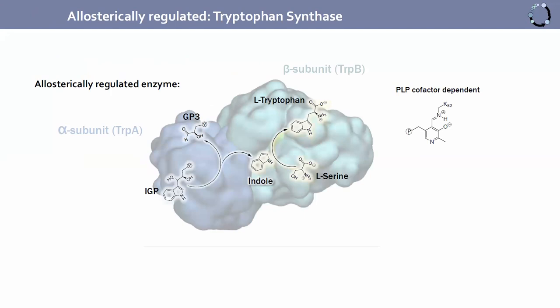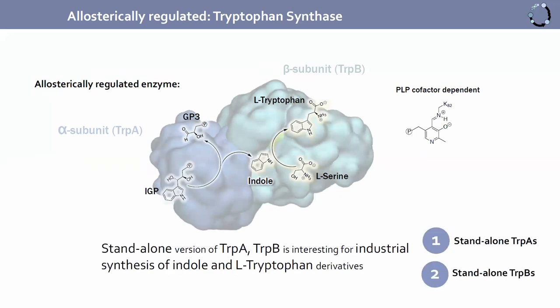Okay, so tryptophan synthase, I already introduced you to this enzyme in the introduction. This is an enzyme that is composed of two subunits, the alpha and the beta. Here you have the overall reaction. And basically, having standalone versions of especially the beta, but also the alpha, would be interesting for the industrial synthesis of L-tryptophan derivatives or indole derivatives.